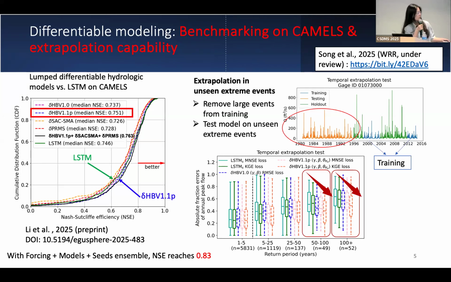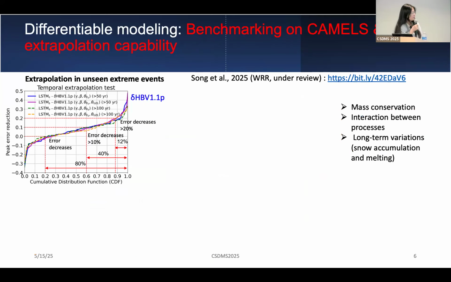However, with the increase of the return period, when the return period is larger than 50 or 100, those two types of models show more difference in their performance in predicting the peak flow. The differentiable models have lower bias and lower errors. More specifically, we found that differentiable models reduced the peak error for 80% of the events, and reduced the peak error by more than 10% for 40% of the events.